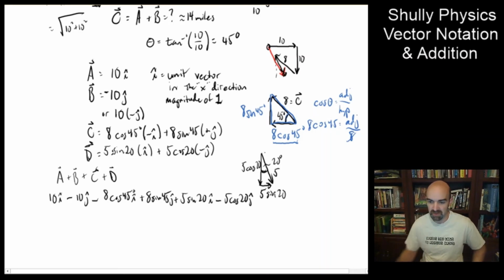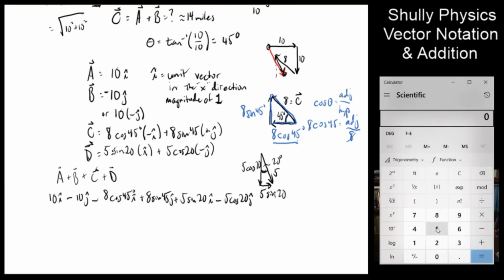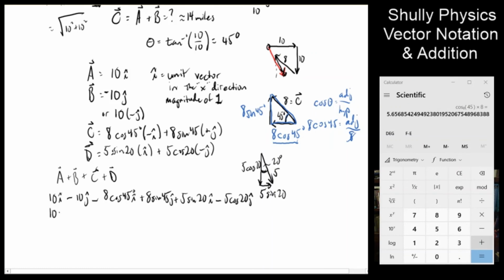We're going to try out 8 times cosine 45. So we'll start with 45 and our cosine, multiply that by 8. That's 5.66. Okay, so we're going to have 10i minus 10j minus 5.66i. And then sine of 45 is the same as cosine of 45, so we're going to have a plus 5.66j.